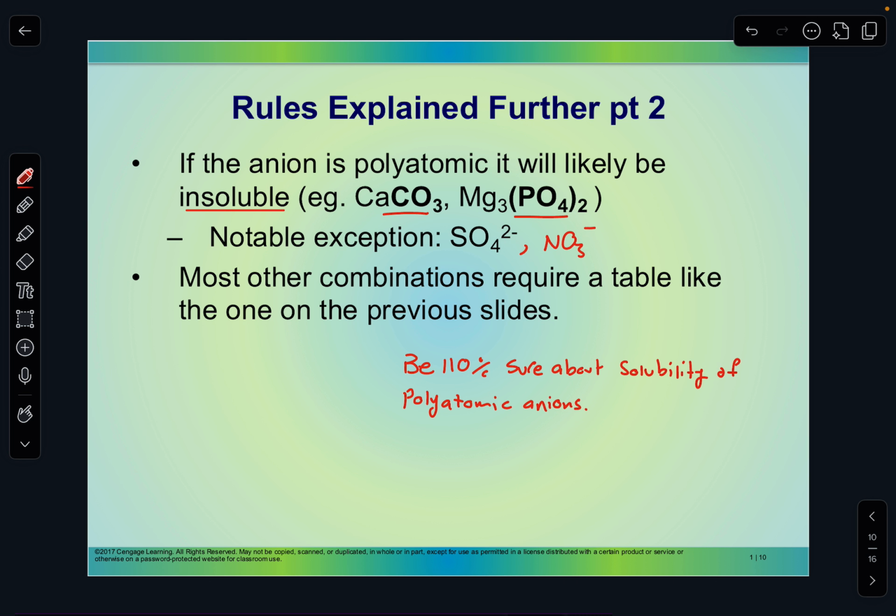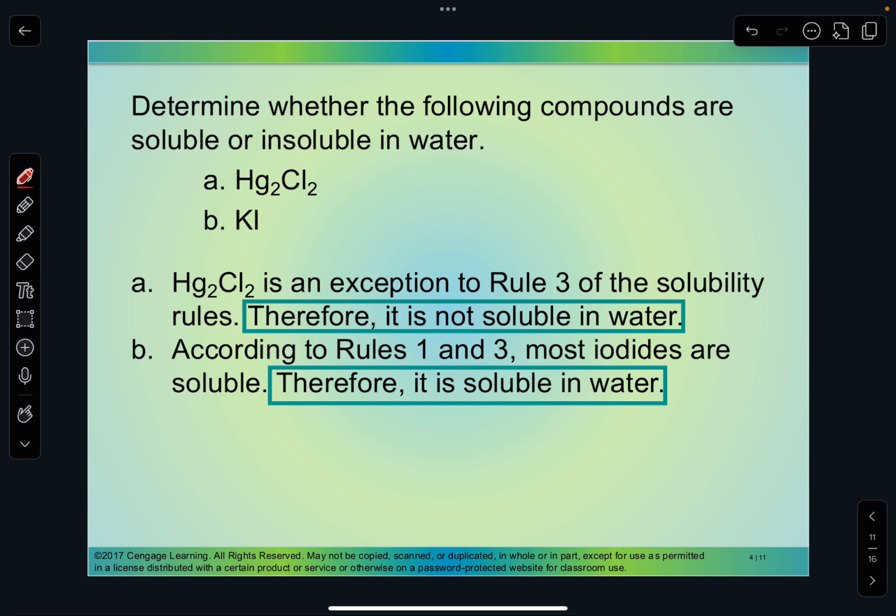There's only one polyatomic cation that we will deal with, and that is ammonium, and that is going to be soluble. Okay, and so if we want to determine whether or not the following compounds are going to be soluble or insoluble in water, we have to pay attention. All chlorides are soluble, except when they are bound to mercury. So it's an exception to Rule 3 of solubility. Therefore, it is not soluble in water.